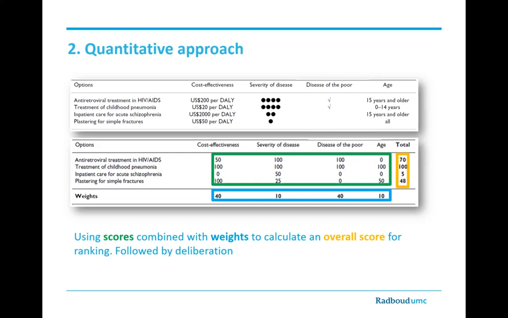And then they say, yeah, I find this one quite important. Equally, this one. Age, I don't find that important. And this one, also 10%. Also arbitrary figures, right? That's the second step. The third step is to multiply the scores with the weights to develop an overall score. So the 70 is calculated as 50 times 40% is 20, 100 times 10% is 10, 100 times 40% is 40, 0 times 10% is 0. So it's 20 plus 10 plus 40, 70.